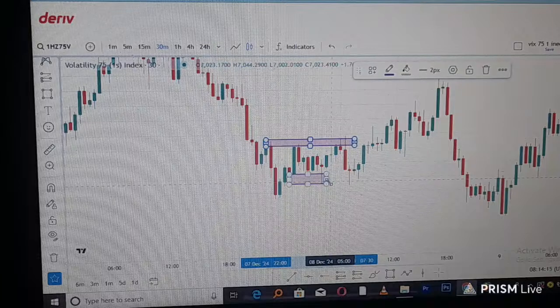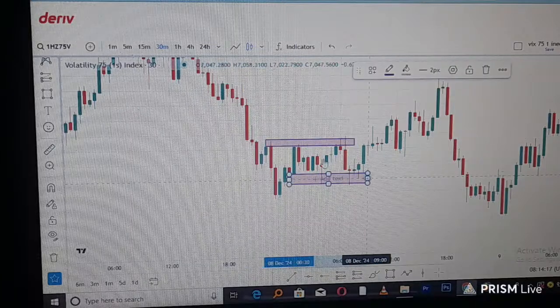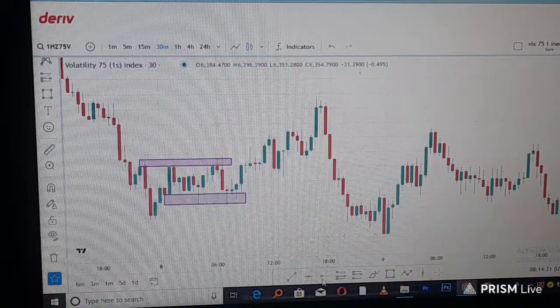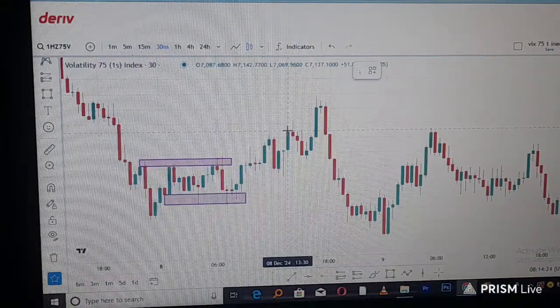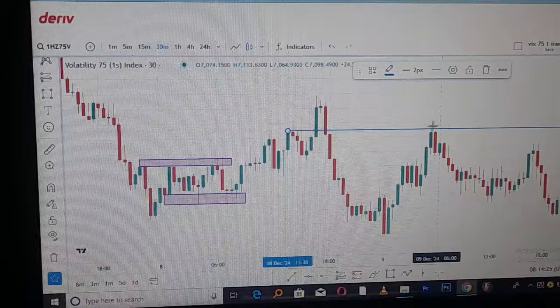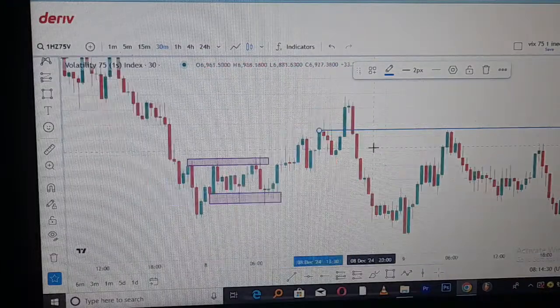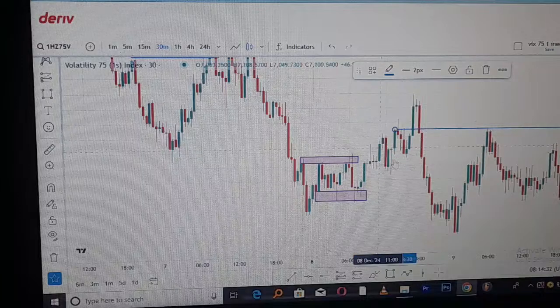Structure retest. Also down here we had a structure retest, and then we pushed up and came to this side here. If you use this line here and then mark this, you can see we respected the invalidation here. Are you getting the point? So that is how we are backtesting.